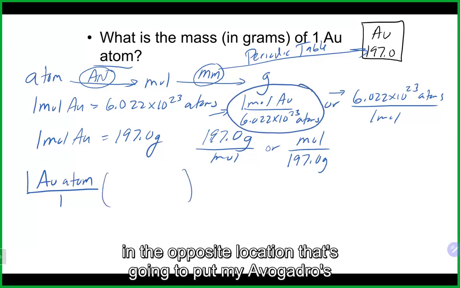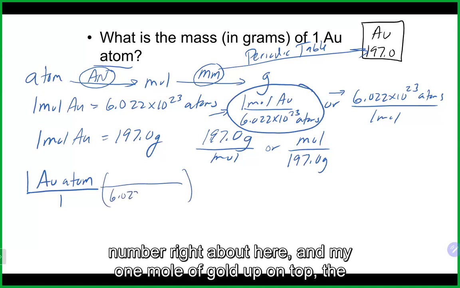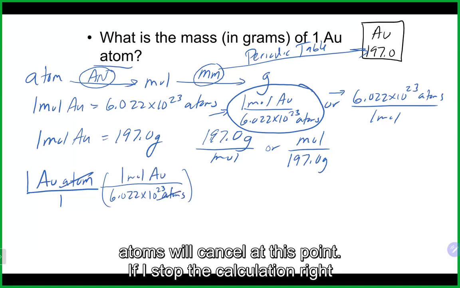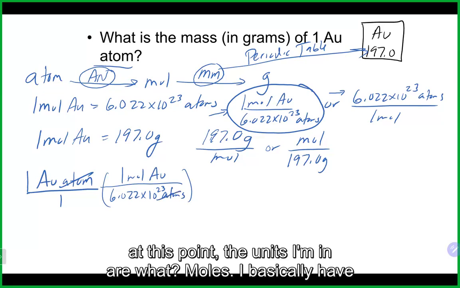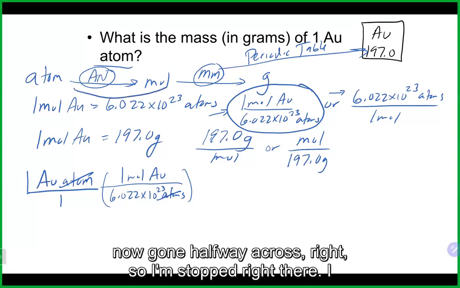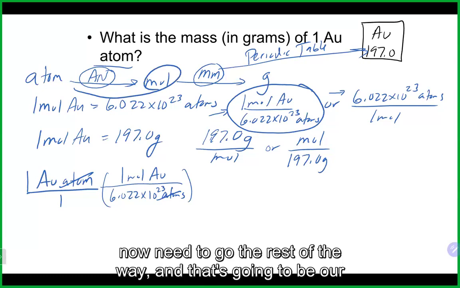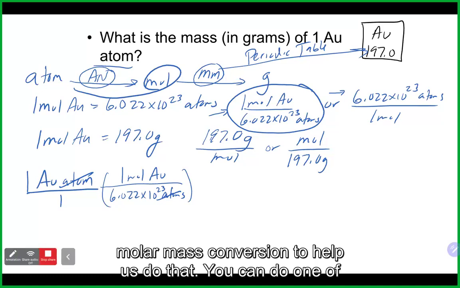That's going to put my Avogadro's number right about here, and my 1 mole of gold up on top. The atoms will cancel at this point. If I stop the calculation right here, the units I'm in are what? Moles. I basically have now gone halfway across, right? So I'm stopped right there. I now need to go the rest of the way, and that's going to be our molar mass conversion to help us do that.